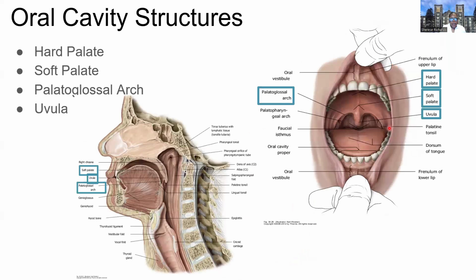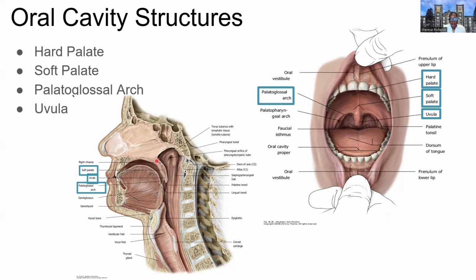Moving on to the palate. So the palate is actually divided into two parts. The anterior palate, which is the hard palate or the bony palate. This is made of the maxilla by the palatine shelves, as well as the palatine bones, the paired palatine bones. The hard palate leads towards the soft palate, which is made of muscle and connective tissue.